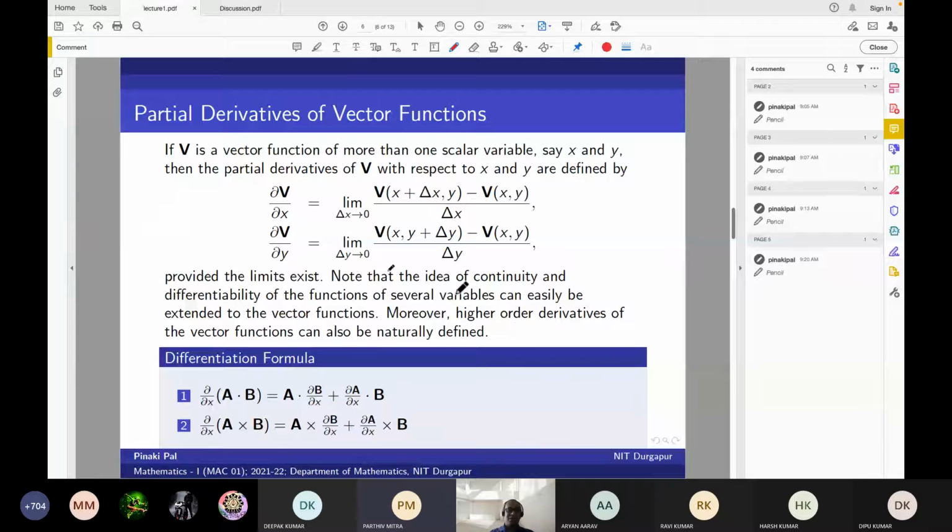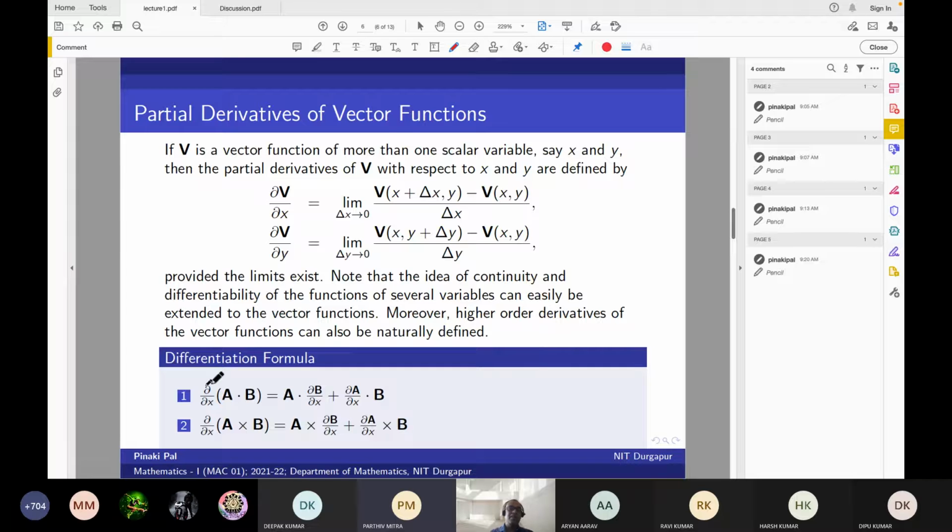Similarly, we can define the higher order derivatives. For example, del v del x is a vector on the right hand side, and it is a function of x and y. Once again, we can differentiate it with respect to x or with respect to y. While differentiating with respect to x, we consider y to be constant, and while differentiating with respect to y, we consider x to be constant. That is the operational procedure, and these are the theoretical definitions.